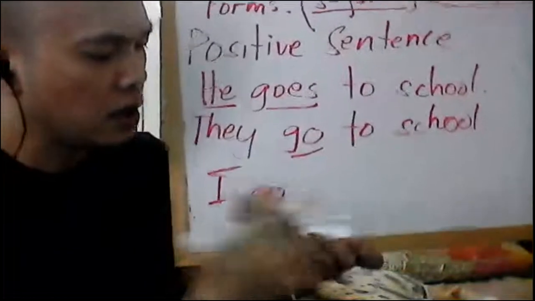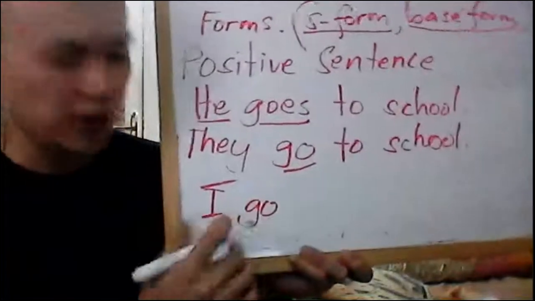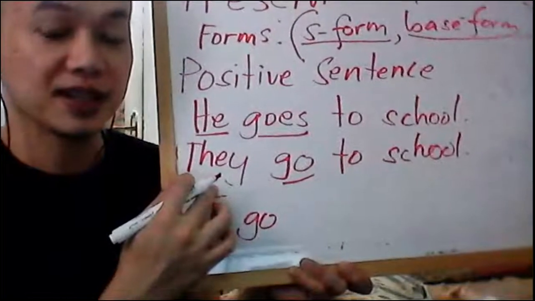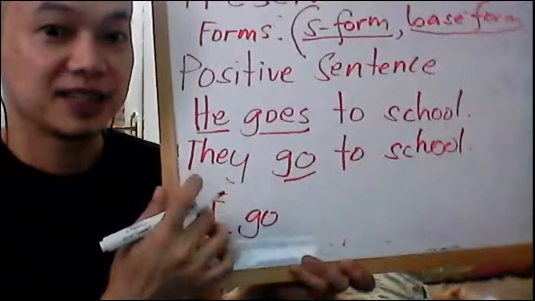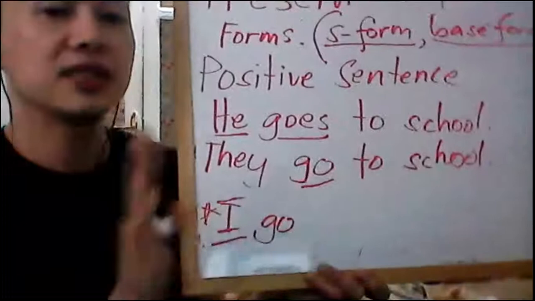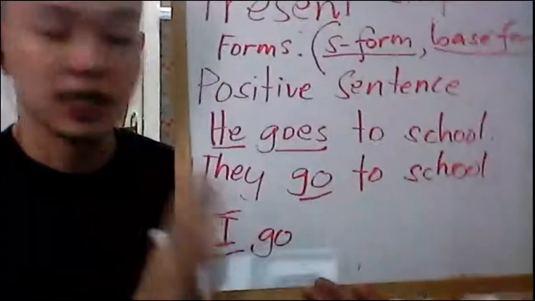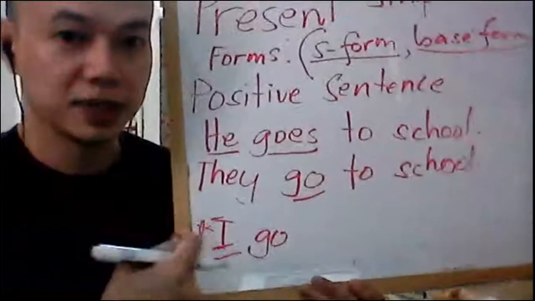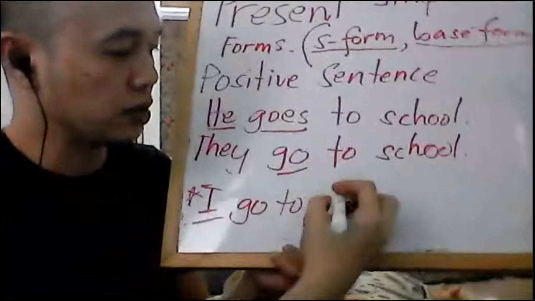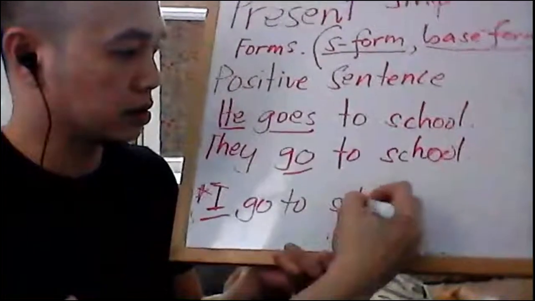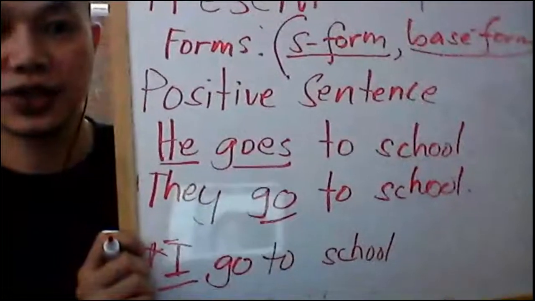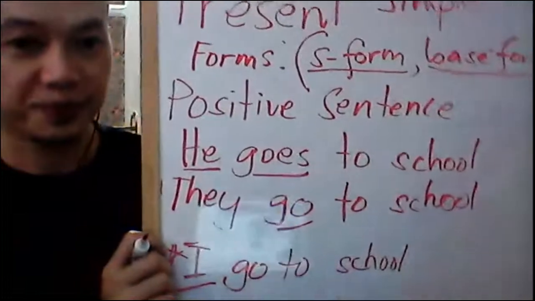All right. Now, why do you use go here when the I is actually just one person? Why do you think? Because I is actually a special case, okay? It doesn't follow the rule. It is a special case. I go to school, not I goes to school. Okay, that's for positive statements. Okay, Kristel, is it clear?